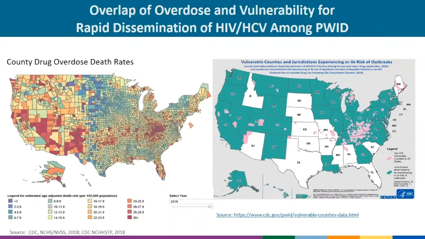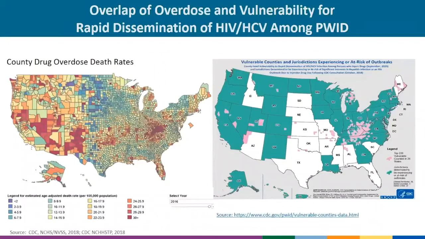with the counties highlighted in pink as being the 220 counties with the highest vulnerability and overlapping considerably with the highest rates of overdose deaths as illustrated on the map on the left. At the more macro level, jurisdictions shaded in green on the right map indicate those jurisdictions determined to be experiencing or at risk of experiencing HIV and hep C outbreaks. Next.